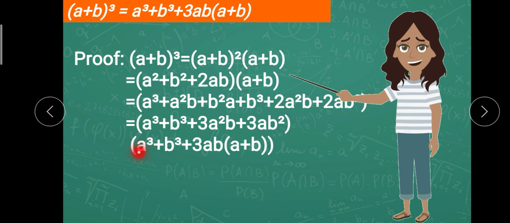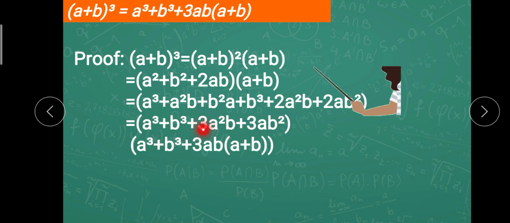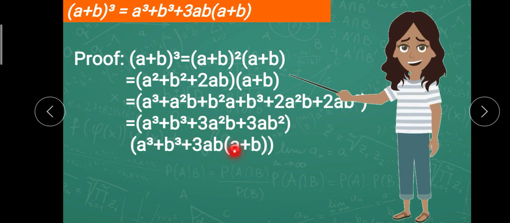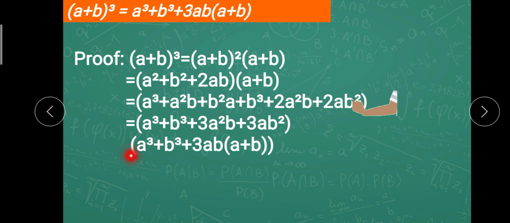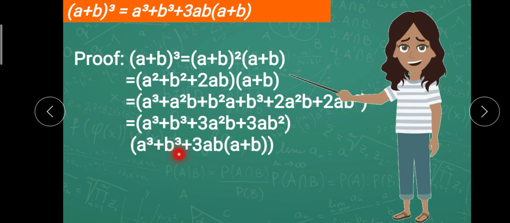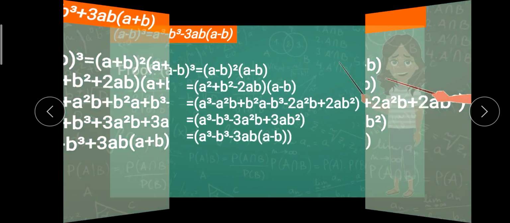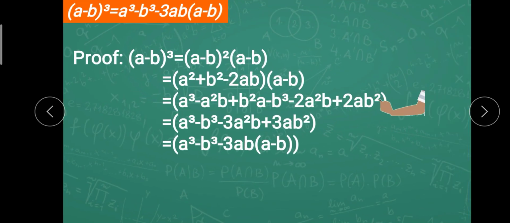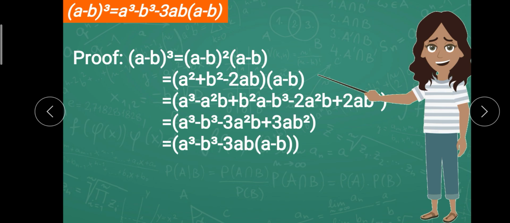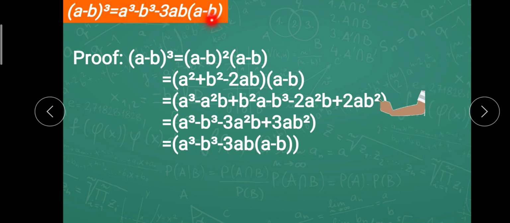So now we have a³ + b³. Now take 3ab common from these two terms, so we get 3ab(a + b). So whenever you see (a + b)³, always write it in the form a³ + b³ + 3ab(a + b). So now next identity, (a − b)³. So (a − b)³ is a³ − b³ − 3ab times (a − b).